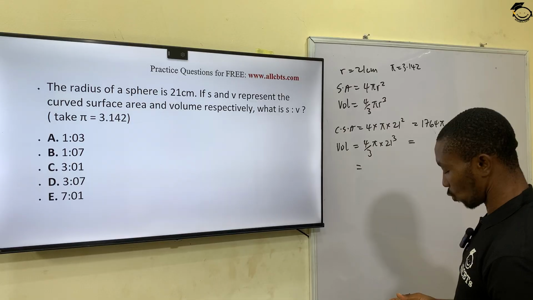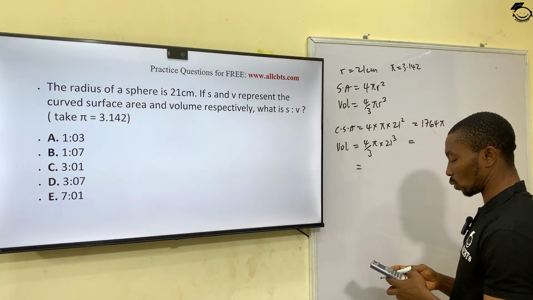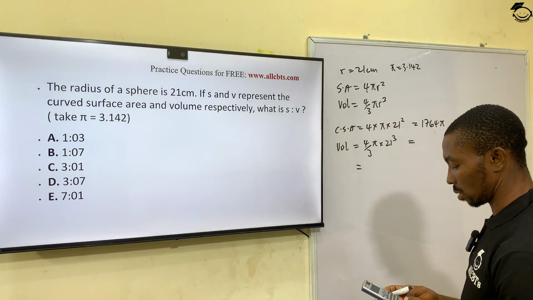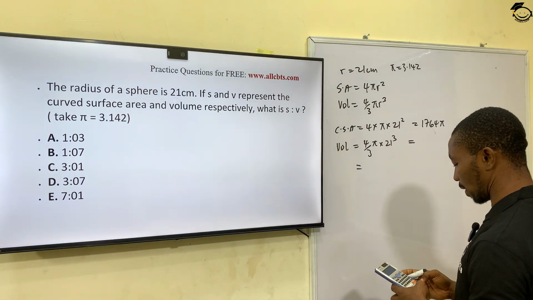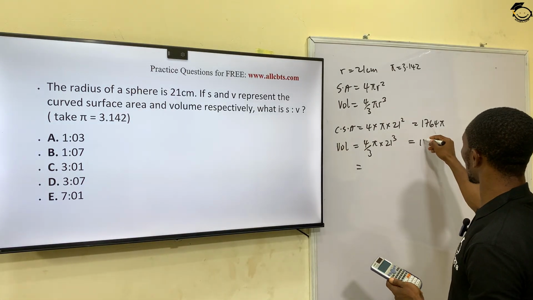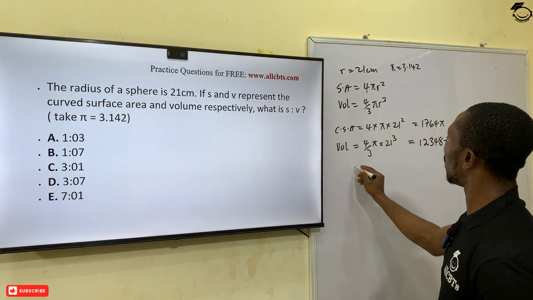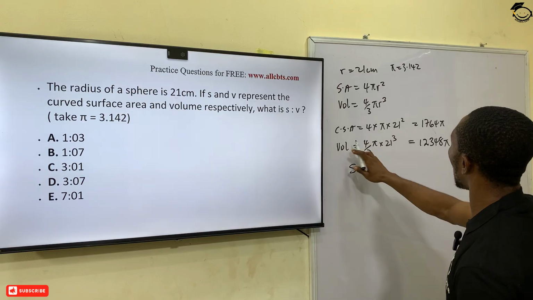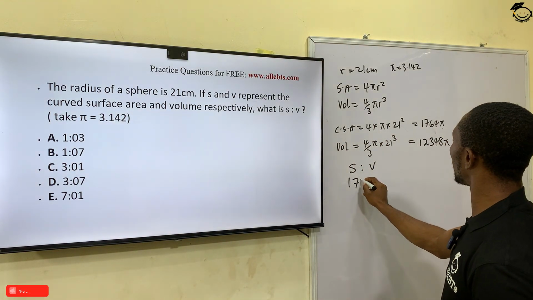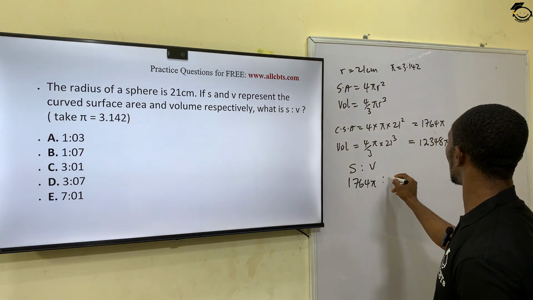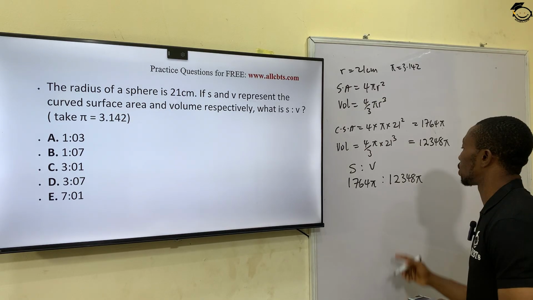And for this, we have it as 4 times 21 times 21 times 21 times 21, 3 times, divided by 3 will give us 12,348 pi. All right, now S is to V. Our S, curved surface area, will be 1764 pi is to 12,348 pi, which is our V.